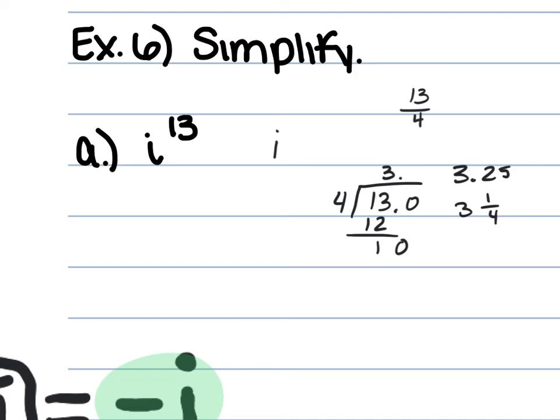When you divide exponents, don't you subtract them? We're not actually doing i to the 13th divided by i to the 4th. We're just going to take 13 divided by 4. This is like a trick to figure out all the others. So we've got 3 1/4.